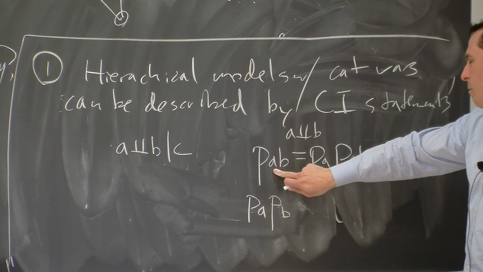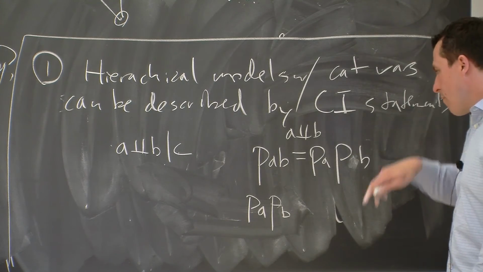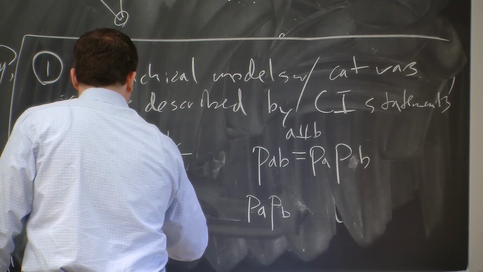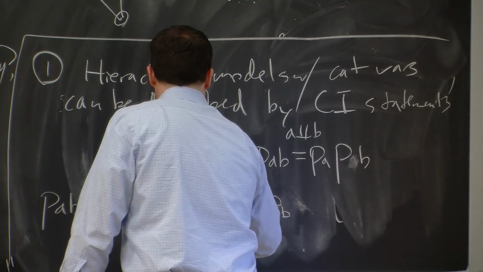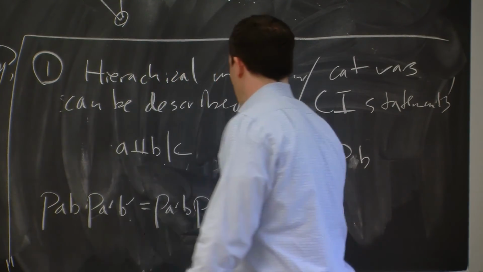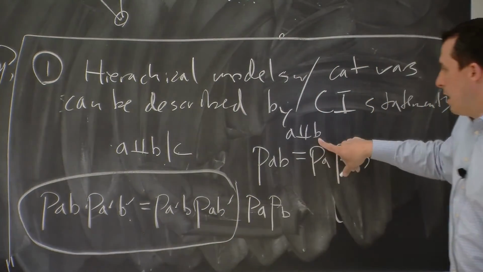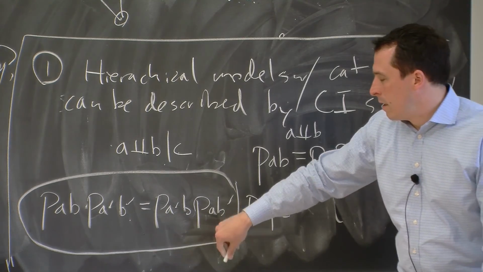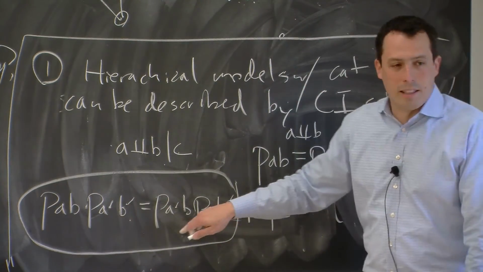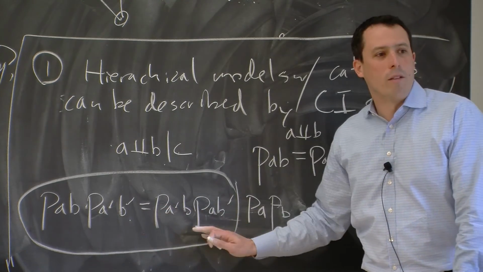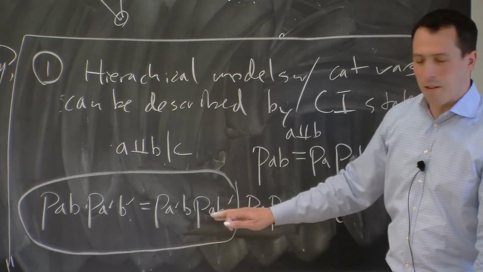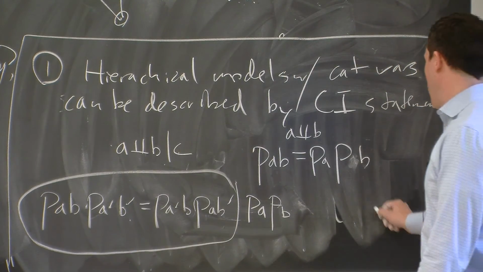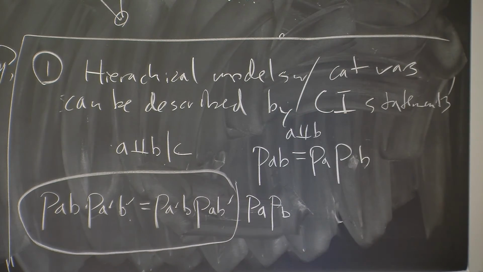There are equations that have to hold among these probabilities, like P(AB) P(A'B') equals P(A'B) P(AB'). If I were just saying A is independent of B, it would be the same as saying this. It's another way of saying that for the 2x2 table, the odds ratio is 1, or the log odds ratio is 0. We're saying that the odds ratio goes away.